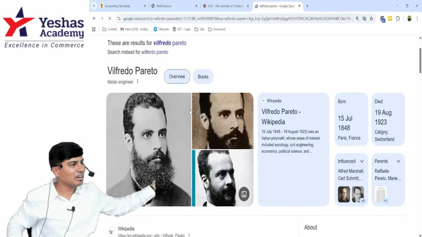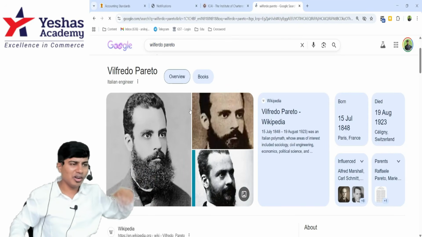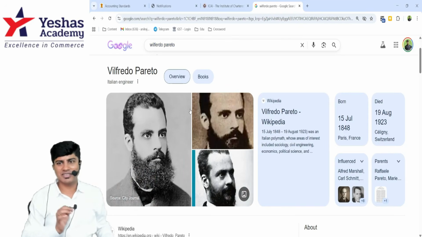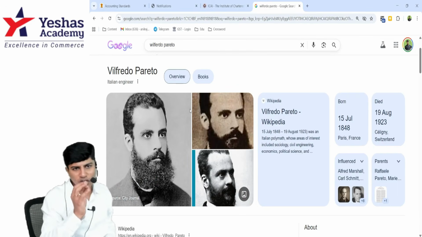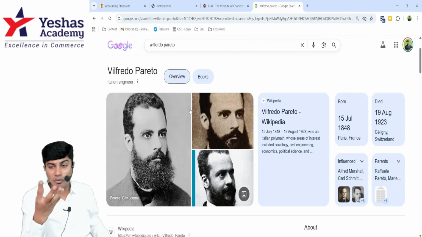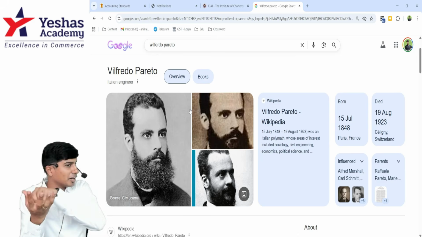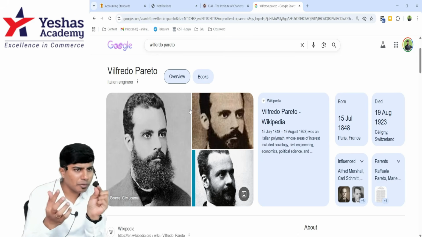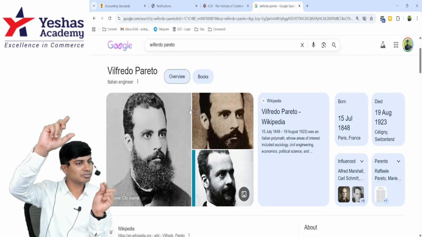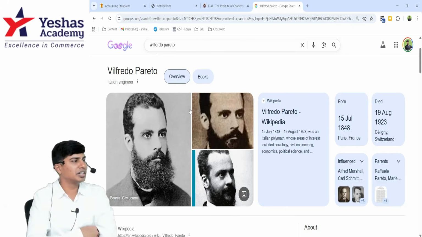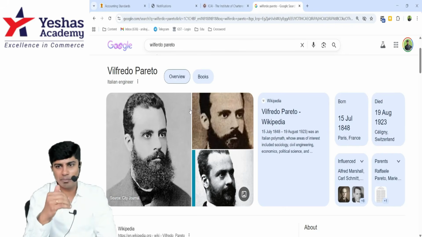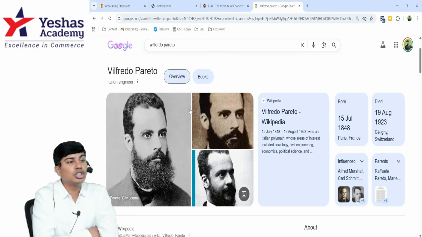Who's he? Wilfredo Pareto. Wilfredo Pareto gave us a thesis which says that if you are running a shop providing 100 products, out of the 100 products that you sell, only 20 products will give you 80% of revenue, and the other 80 products will give you 20% revenue. Let's localize the example. I run a departmental store.